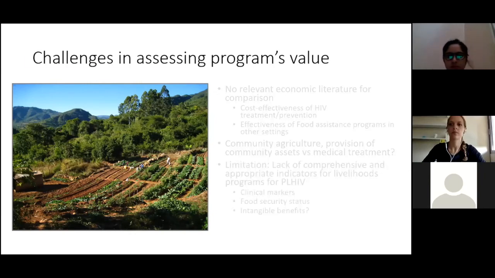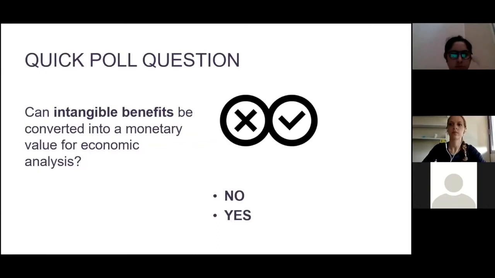We have just a quick poll question here, so you can indicate your answer yes or no in the chat box. Can intangible benefits be converted into a monetary value for economic analysis? Intangible benefits. Put your answer in the chat box. And maybe, Carol, as the results come in, you can let me know what the audience is saying.